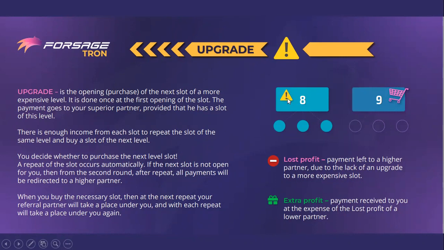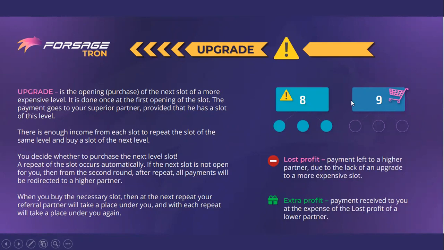So the caution sign here tells you that you will probably lose profit soon if you do not upgrade to slot 9, because your slot 9 is closed, and the second cycle now will be a lost profit. And this is the picture or icon for lost profit. It's payment that will be given to a higher partner because you did not upgrade. Now, that higher partner will have what we call a green one, extra profit, because it received the profit of a lower partner, at the expense of the lower partner. So you don't want that.